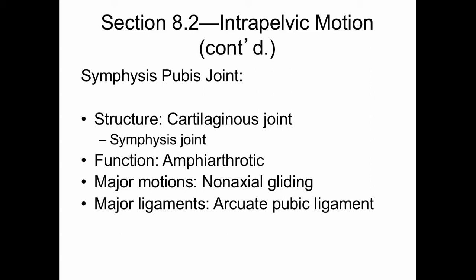The type of motion possible at the symphysis pubis is a non-axial gliding movement. The muscles of the abdominal wall and the medial thigh stabilize the symphysis pubis joint. These muscles include the rectus abdominis, the external and internal abdominal obliques, the transversus abdominis of the anterior wall, and the adductor longus, gracilis, and adductor brevis of the medial thigh.